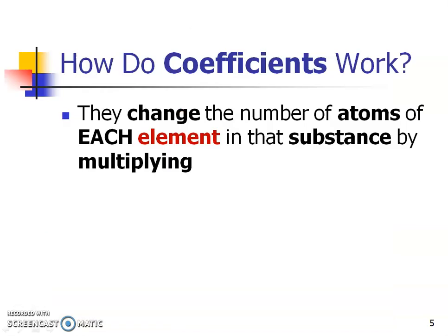So how do these coefficients work? We want to remember that they change the number of atoms of each of those elements in that substance. And again, it's going to be by multiplying. So every time we put a coefficient in front of a substance, and again, that substance can be an element or a compound, we're going to be multiplying it out, kind of like that FOIL method or that distribution method you use in math class.